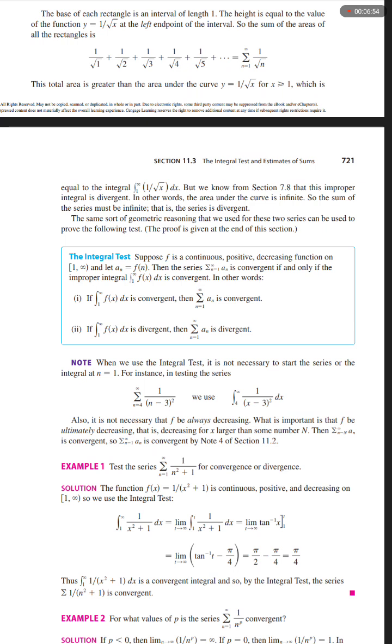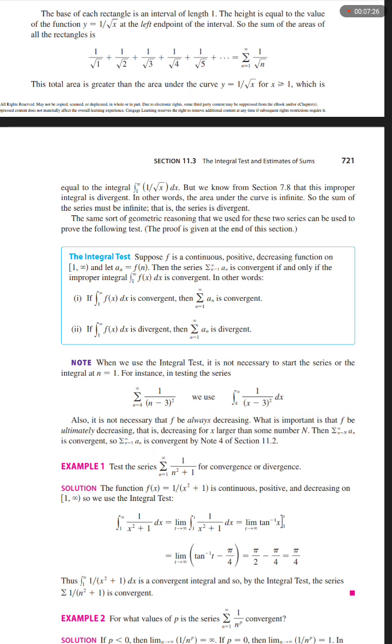The integral test: suppose f is a continuous, positive, decreasing function on the interval from 1 to infinity, and let a sub n equals f of n. Then the series, the sum from n equals 1 to infinity of a sub n, is convergent if and only if the improper integral from 1 to infinity of f of x dx is convergent.